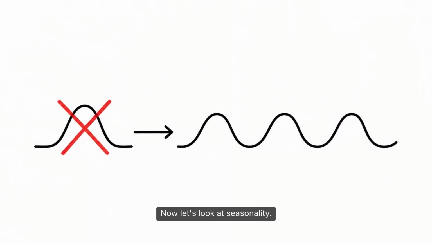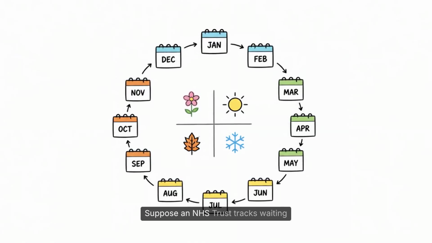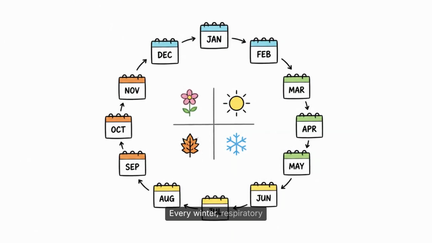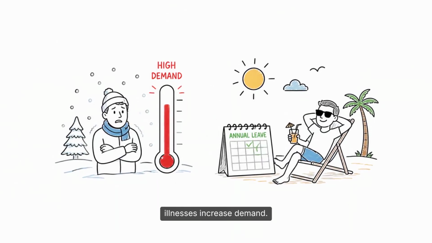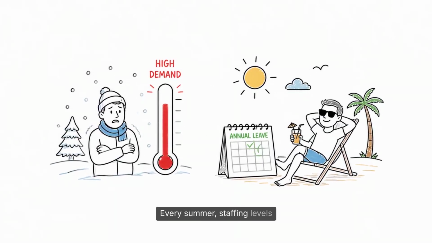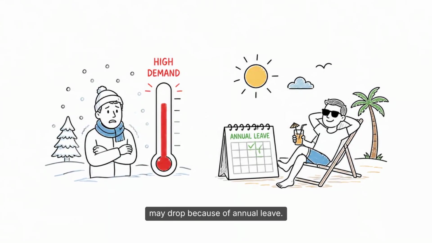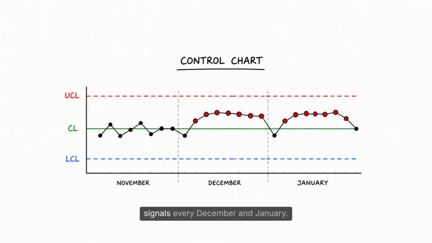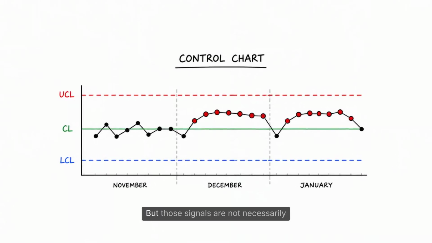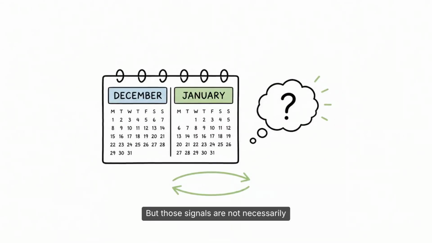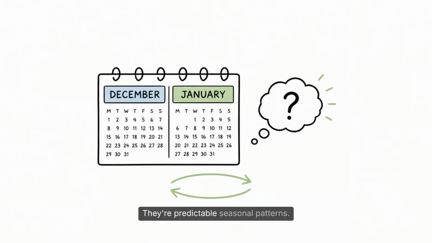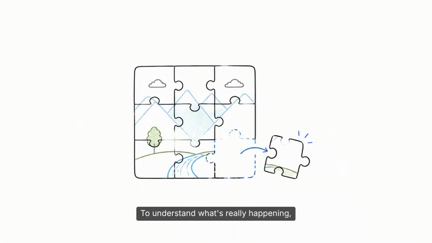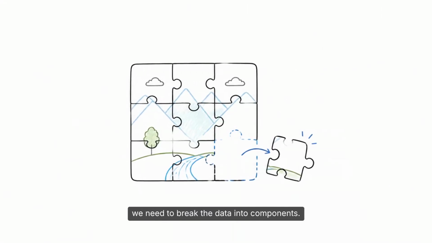Now let's look at seasonality. Suppose an NHS trust tracks waiting times throughout the year. Every winter, respiratory illnesses increase demand. Every summer, staffing levels may drop because of annual leave. A traditional control chart might show repeated special cause signals every December and January. But those signals are not necessarily process problems. They're predictable seasonal patterns. To understand what's really happening, we need to break the data into components.